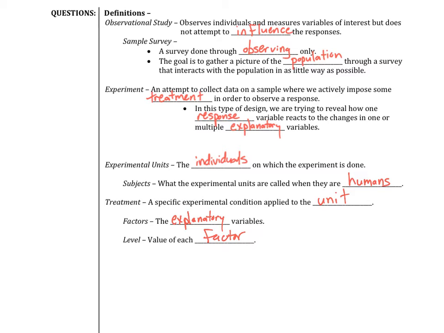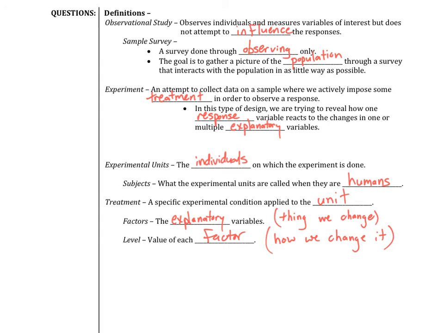So the factor is the thing we change. I'll put it over here. And then the level is how we change it. So, for example, if you're testing a drug, the thing you change would be the drug, and how you change it could be like the dosage, so the amount of the drug you give. So factors and levels. Factor, what we change, levels, how we change it.